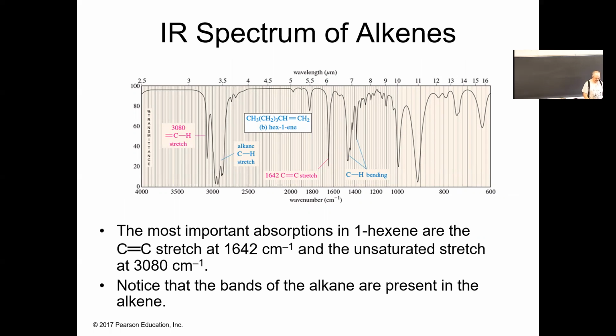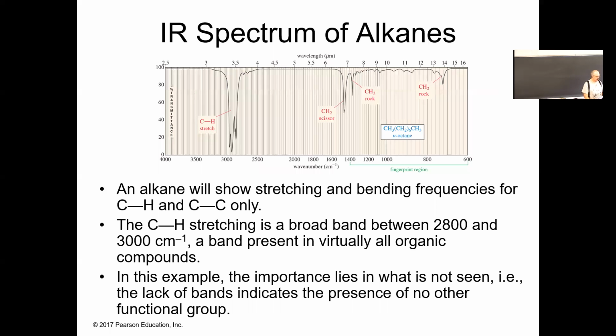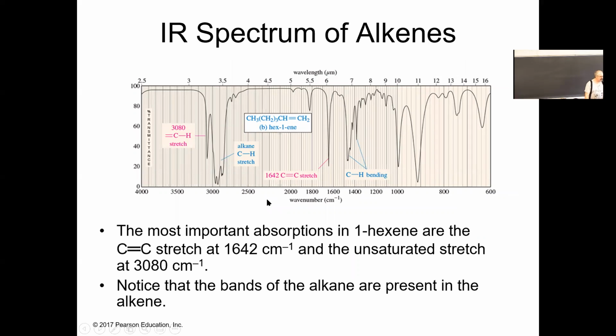Here we have an alkene. Let's compare. Here's the alkane. We've got some additional bands for the alkene. This is the alkane CH stretch, and this is the alkene CH stretch, just above 3000. We also have an additional CC double bond stretch, and then some more CH bending. The main thing here is this alkene CH stretch and the alkene CC stretch. We can look at that and tell that it's an alkene. So this is hex-1-ene.